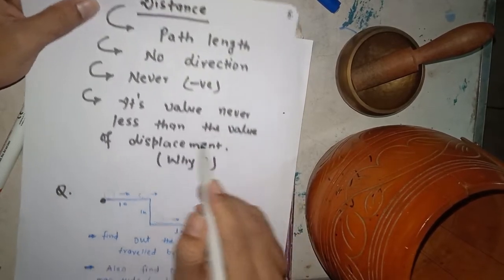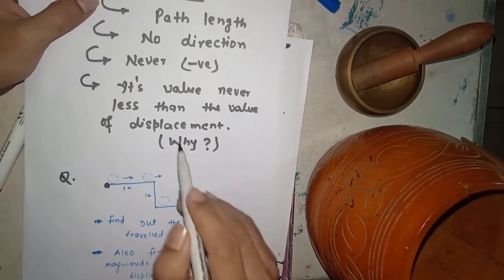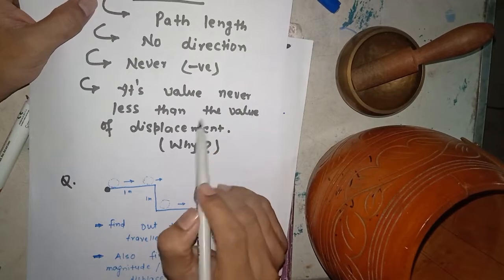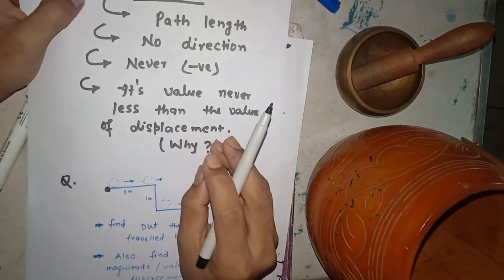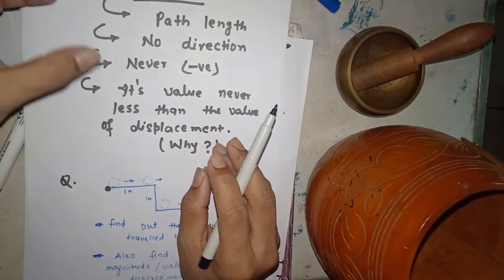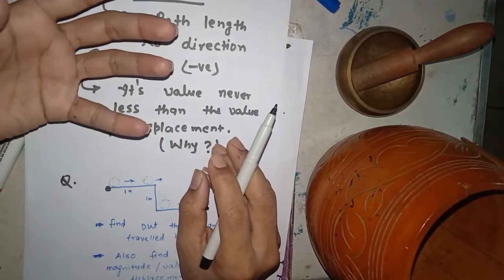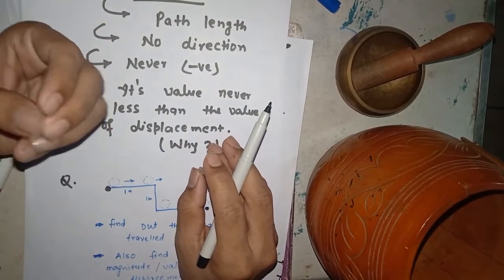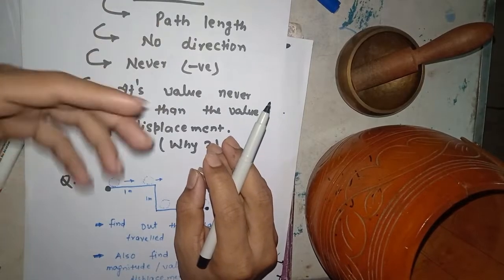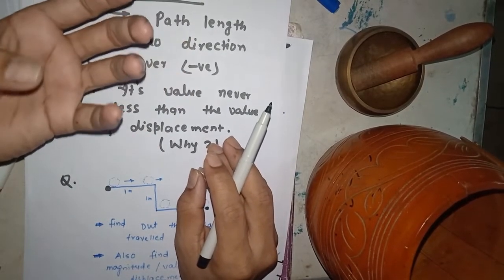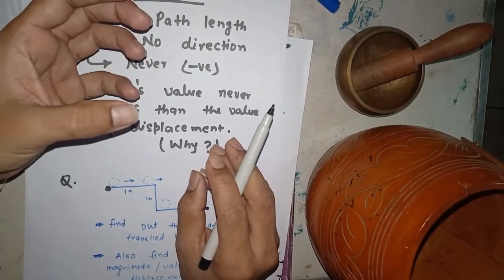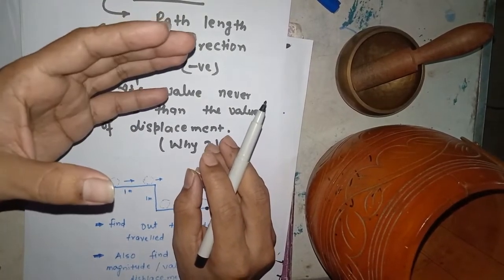Its value is never less than the value of displacement. Why? Because displacement is the smallest. By the definition, displacement is the smallest path length in the whole journey from one place to another. That's why by definition it is the smallest. How can the distance be smaller than this? Do you get my point? So distance is never less than the displacement.